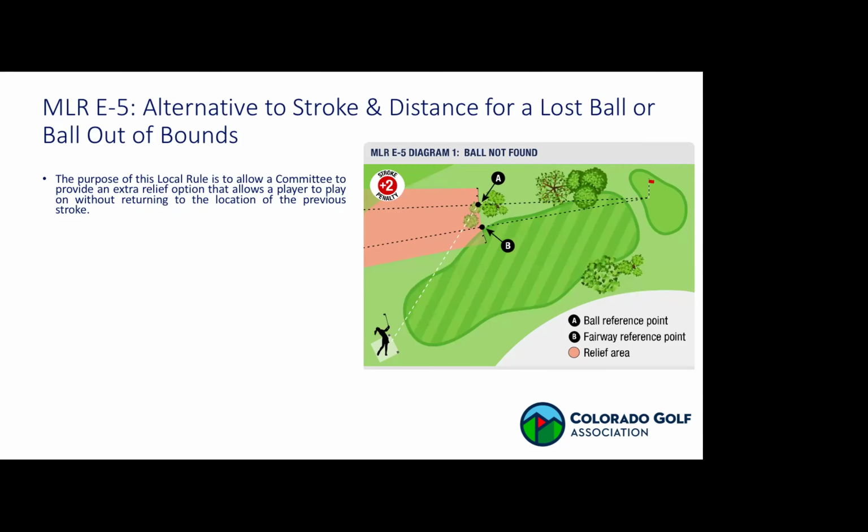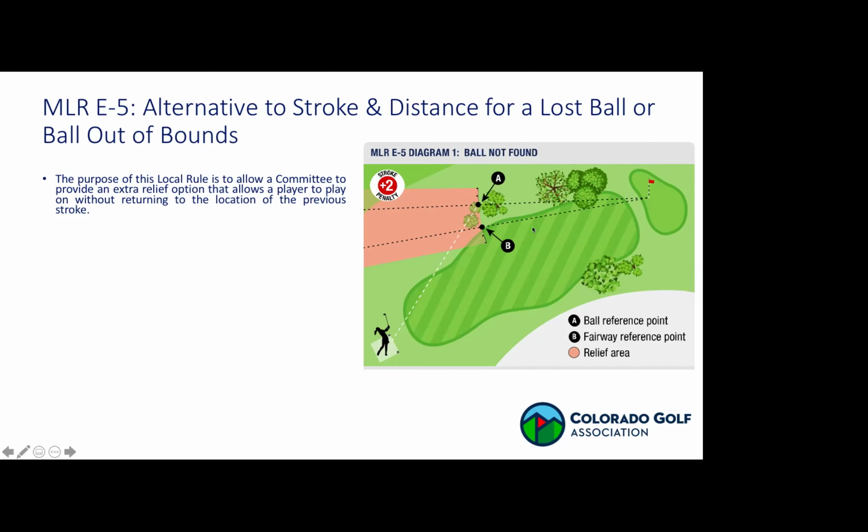Okay, so a newer one that we're going to be talking about that some of you might not be familiar with. This is Model Local Rule E5, which offers, again, additional relief options for stroke and distance, or for a lost ball, or for an out of bounds. This came in the last rules change, so I'm not sure how many of you would have had a chance to use this yet in competition. Typically, this is more for recreational golf or the average level golfer. You won't really see this at the elite amateur level, but it's still a very good one to know when you're playing at your local level. So here on the right, we have an example for ball not found.